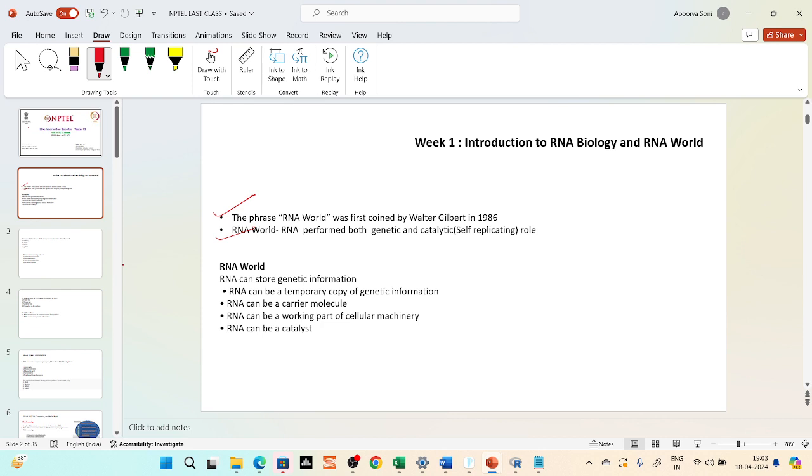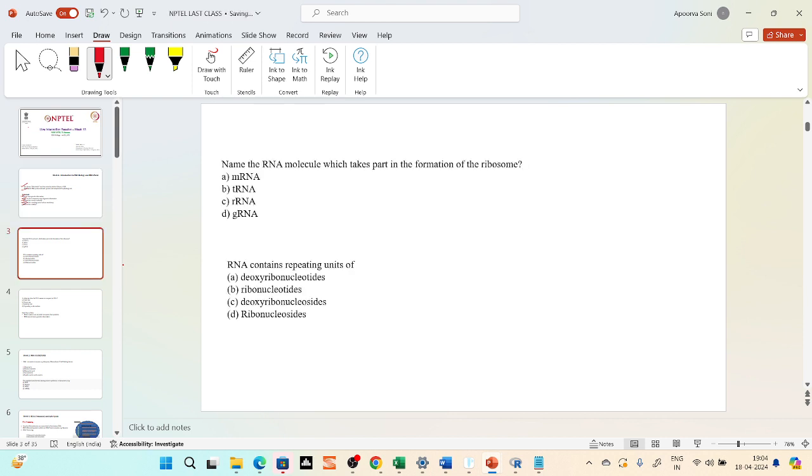So, the basic properties of RNA are that RNA can store genetic information. RNA can be a temporary copy of genetic information. RNA can be a carrier molecule, RNA can be a working part of a cellular machinery, and RNA can be a catalyst. These are the basic properties of an RNA. So the first question: name the RNA molecule which takes part in the formation of ribosome. mRNA, tRNA, rRNA, or guide RNA. What should be the answer? Which RNA molecule takes part in the formation of ribosome?